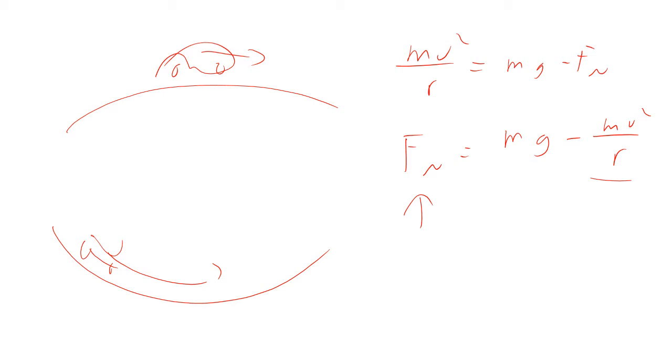So in other words, say that you're in a bus and you're standing on a scale. If it's level, the scale reads mg, it reads your weight. On the top of a hill, it's going to read less than your weight, so it looks like you lost weight. On the trough down here, on the dip, it's going to weigh more, so it's as if you gained weight.